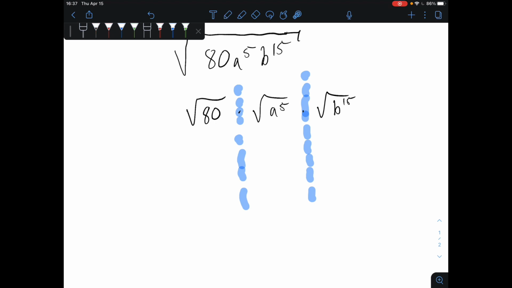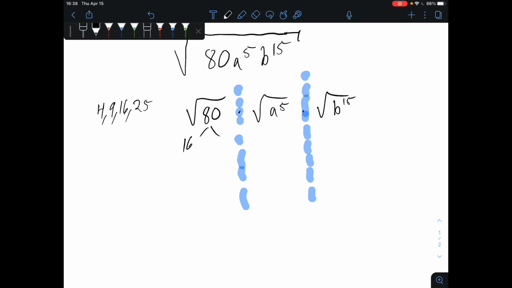Anyway, so we have the square root of 80 a to the 5th b to the 15th. So let's start off with the number first. So we have 80. Well, let's see if we can divide this up into any of our perfect squares, which is 4, 9, 16, 25. 16 looks tempting in this one. Let's just give it a try.